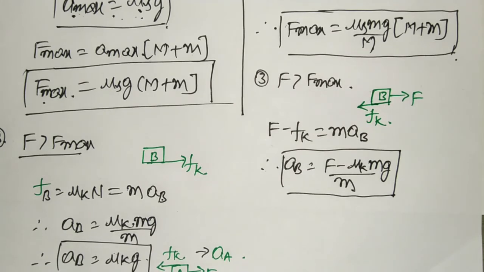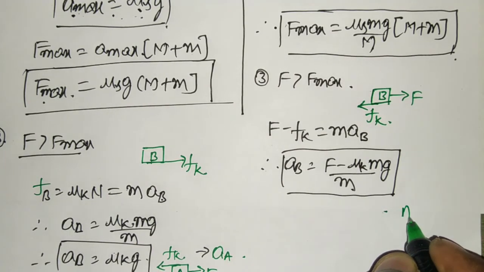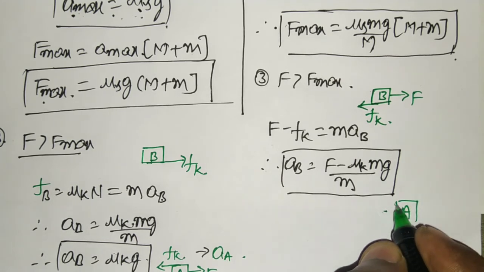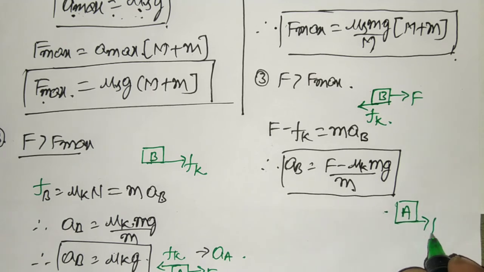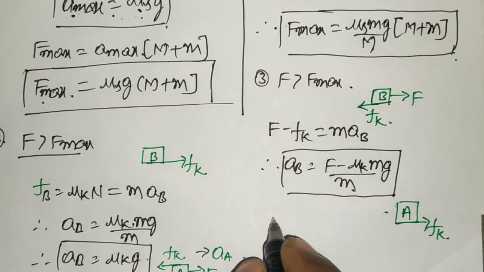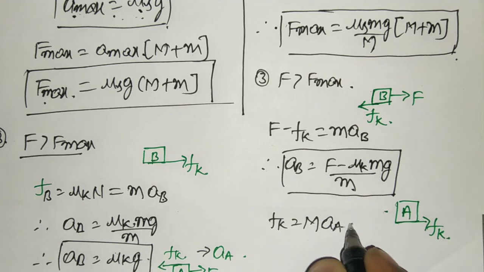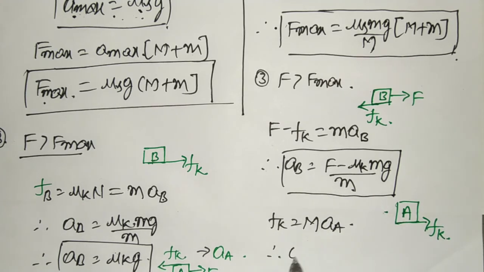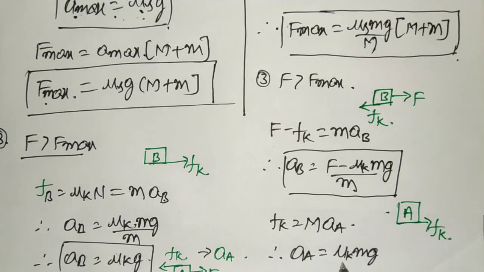If we draw the free body diagram of A, here we will get the acceleration of A. The only force acting on A is Fk in the right direction. So I can write Fk is equal to capital M into acceleration of A. Therefore, the acceleration of A is equal to Fk, which is mu k into small m into g, divided by capital M.